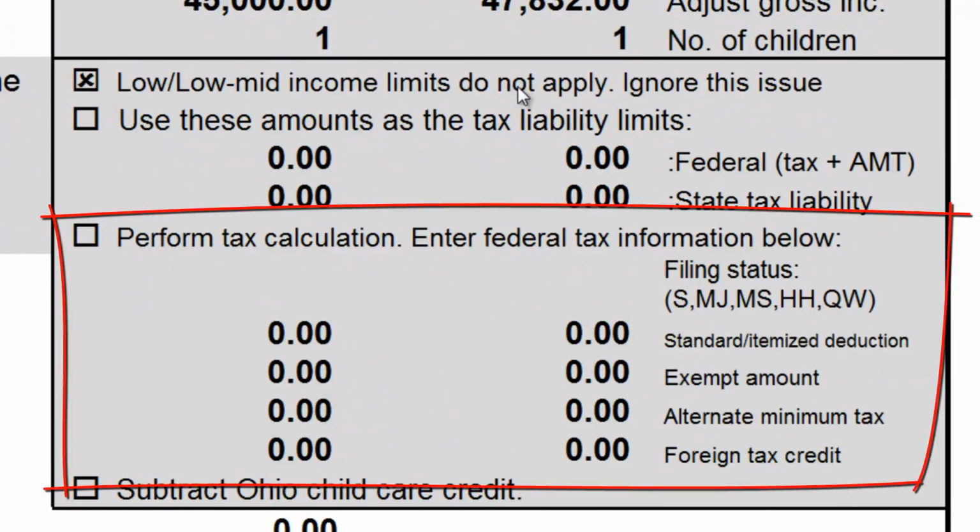Now, the third checkbox is for situations where you expect or have no idea and just want to play it safe that the low-income limit may come into play. It would be best to have a prior year's tax return for reference. When you check this box, it's necessary that you complete the next 5 fields. The first is filing status. Use one of the 5 codes we've listed here. S for single, MJ for married joint, MS for married separately, HH is for head of household, and QW is for qualified widow or widower.